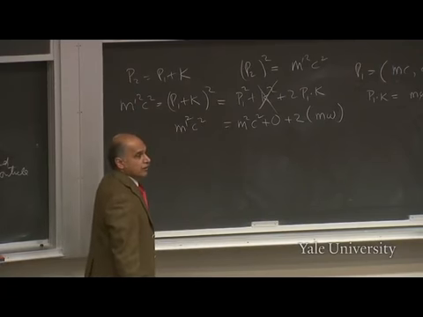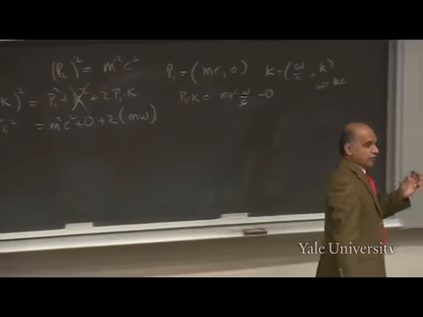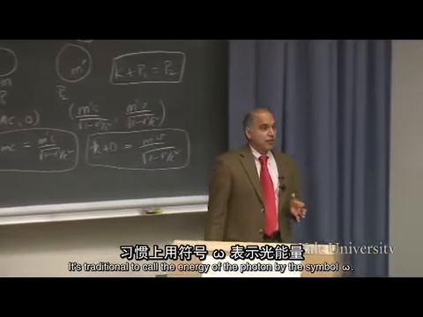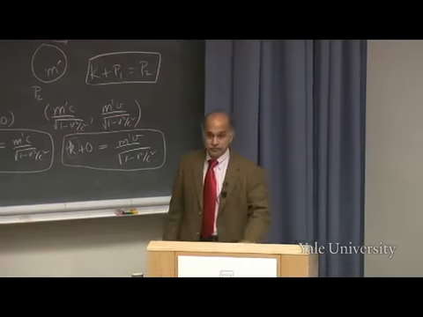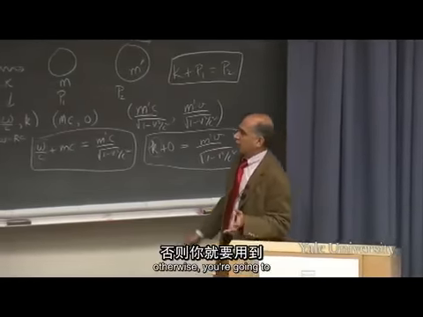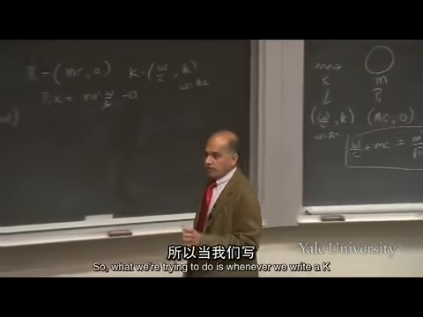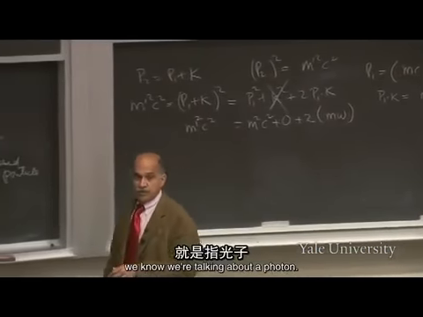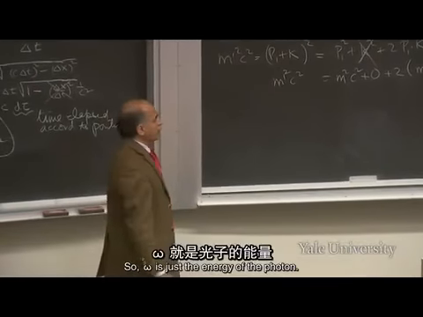Could you just remind me what the omega stands for again? Yeah, for the photon, remember the four-vector's first component is energy over c. The second component is the momentum. It's traditional to call the energy of the photon by the symbol omega, and it's traditional to call the momentum of the photon, the usual momentum, by the symbol k. That's very helpful. Otherwise, you can have P1 and P2 and P1 sub 0 and K1 sub 0, too many indices. So whenever we write a k, whose components are omega and little k, we know we're talking about the photon. And whenever I write a p, I know I'm talking about the electron. So omega is just the energy of the photon.